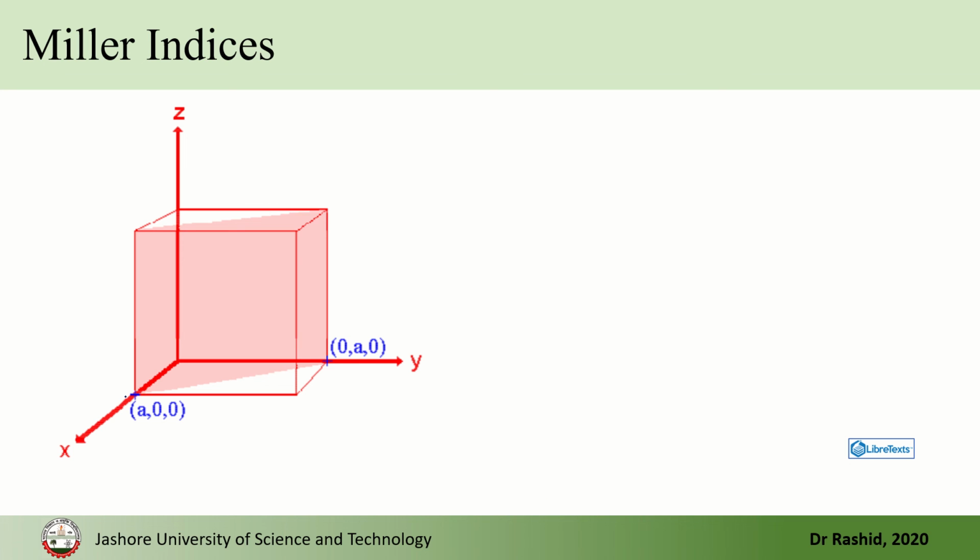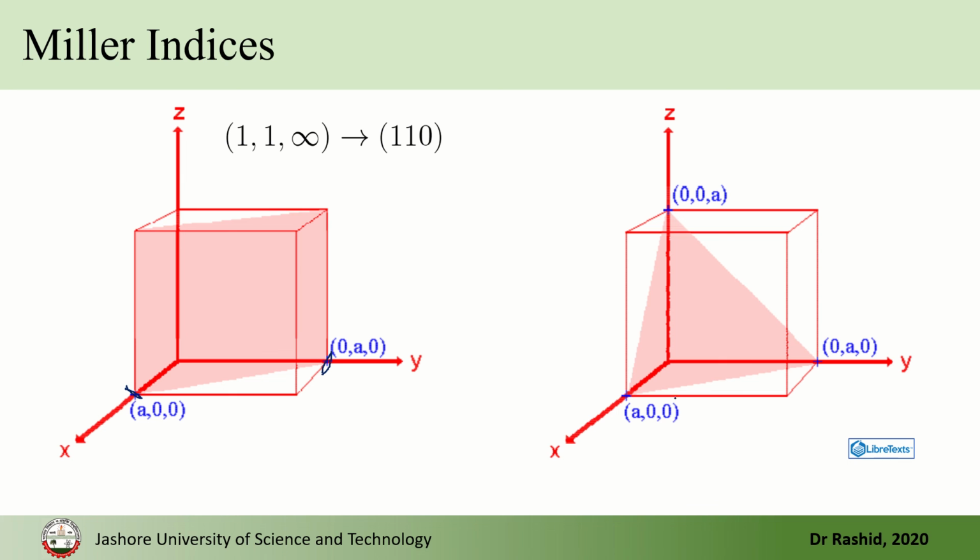Now let's look at this plane. This one is intersecting at one unit in the x direction and one unit in the y direction, but it doesn't intersect the z direction, that is, it's parallel to the z direction. So the intersecting points would be 1, 1, infinity, that is, the Miller indices will be 1, 1, 0. We have to take the reciprocal of this, remember. Now, what about this one? This is intersecting the x direction at 1 unit, the y direction at 1 unit, and the z direction also by 1 unit. So, the intersecting points are 1, 1, 1. If we take the reciprocal, it is the same. So, this plane is the 1, 1, 1 plane.